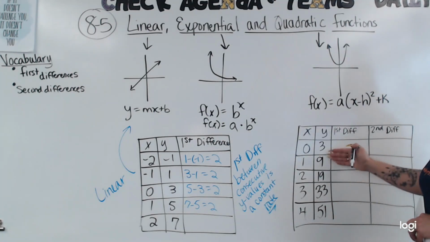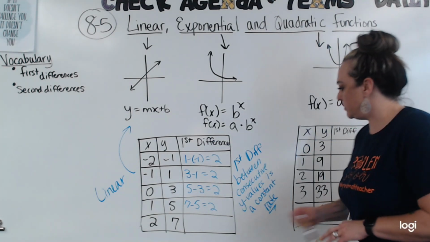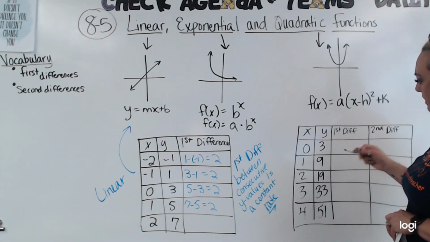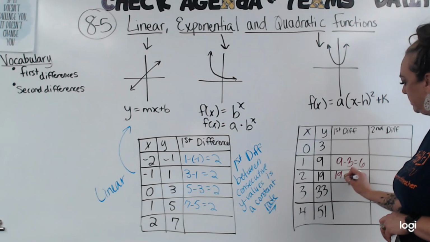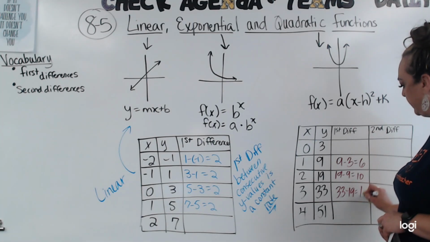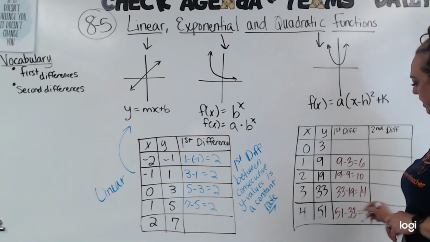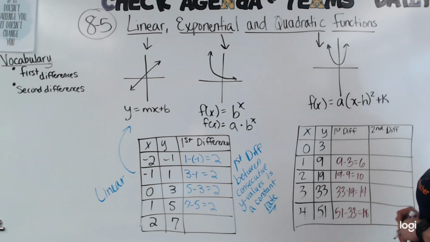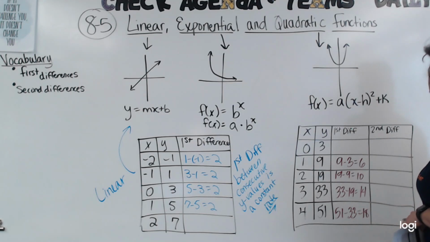Okay, so we're looking at the differences between the consecutive y values. So we do 9 minus 3, 6. 19 minus 9, 10. 33 minus 19 is 14. And 51 minus 33 is 18. So we can see there's no pattern here. There's no constant change here. Okay, so we take it now, we look at the second difference.